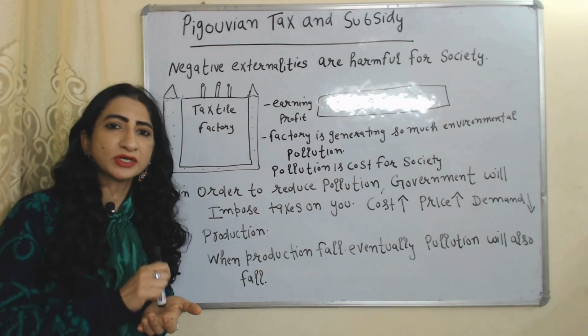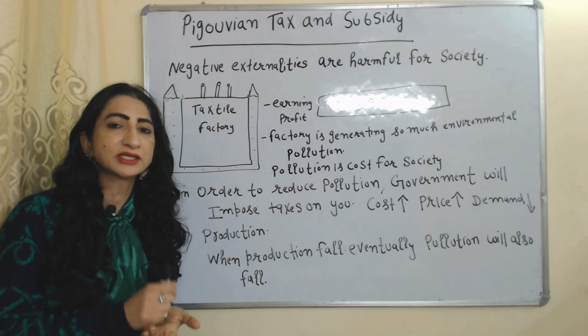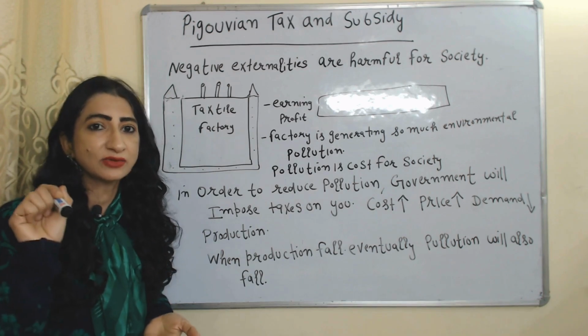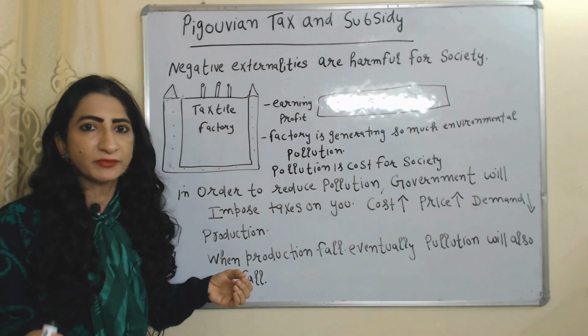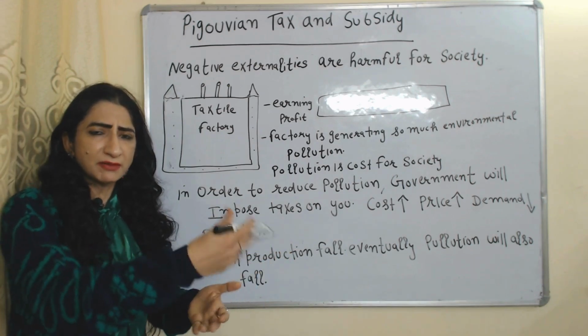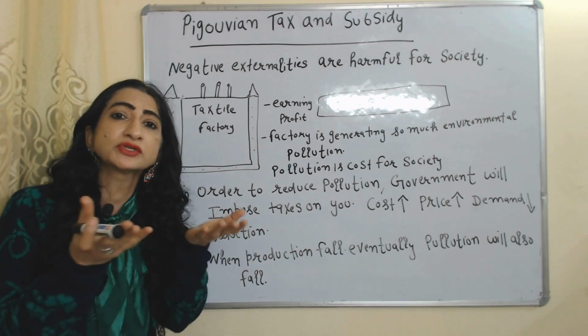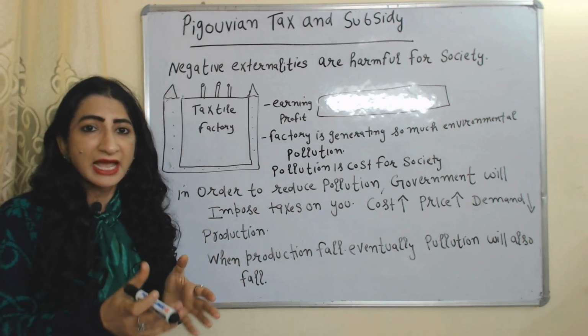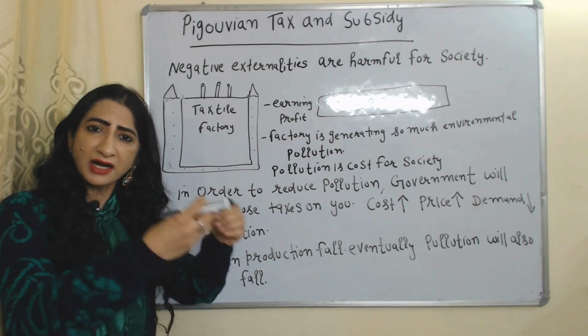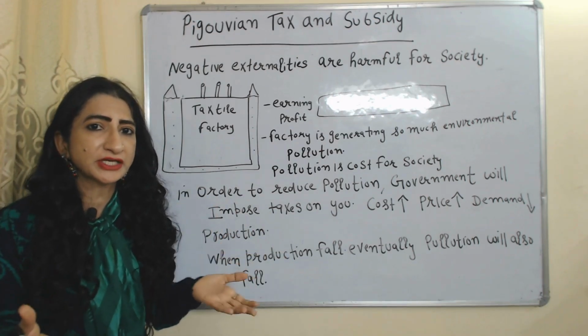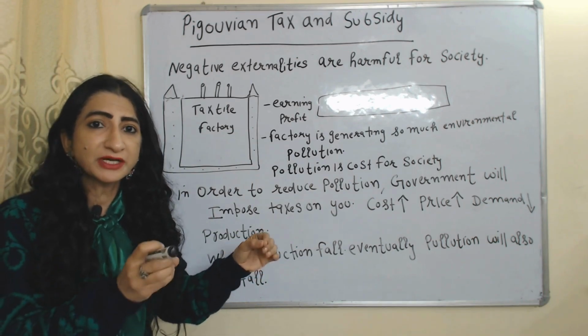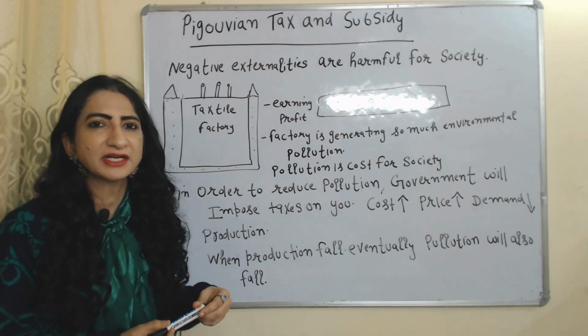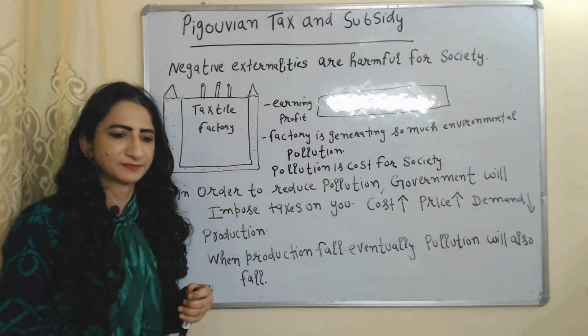That's why, in order to reduce negative externalities, government will impose taxes on you. It will be called Pigouvian taxes. As government will impose taxes on you, your cost will increase. That's why you will increase prices of the product. As prices of the product increase, demand falls. As demand falls, production will also fall. As production falls, eventually environmental pollution will also fall.